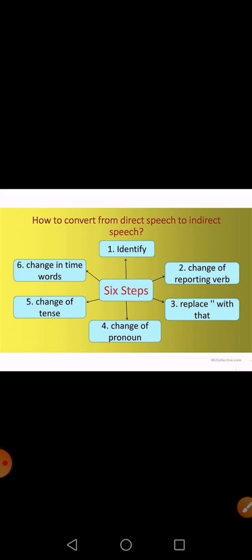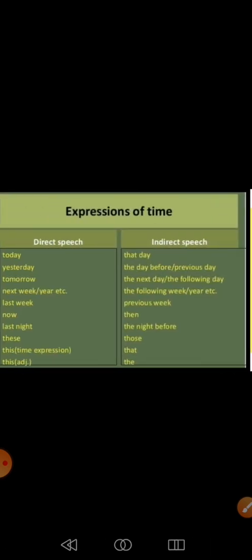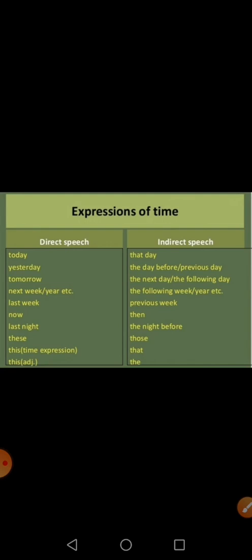Now, the sixth step is change in time words. Now, you see, if in the direct speech the time is today, you will change it into distance. If we are talking about time, then you will change the time into distance. In this, words indicating nearness are changed into words showing distance. If there is today, it would be changed into that day. Yesterday changes into the day before or the previous day.